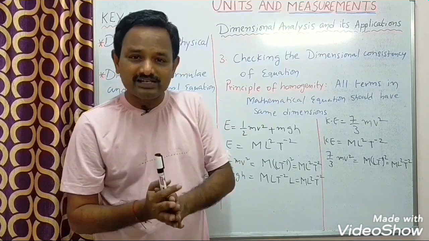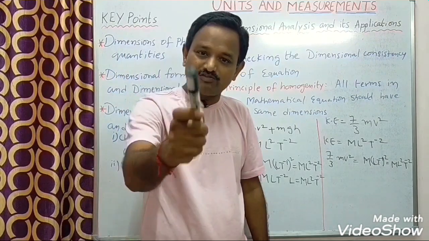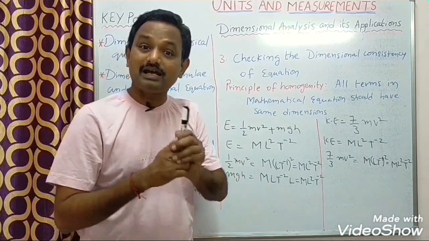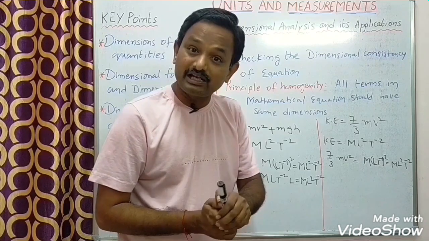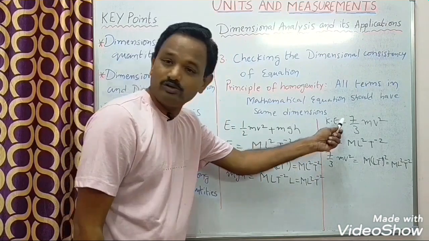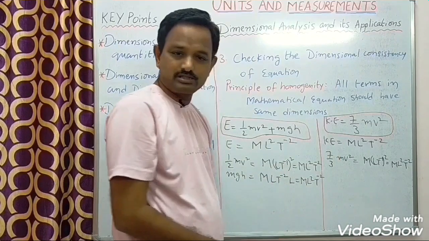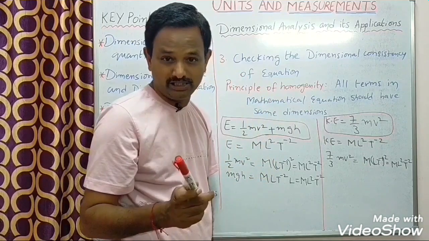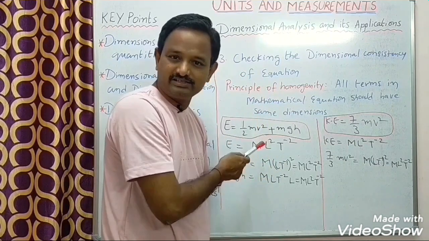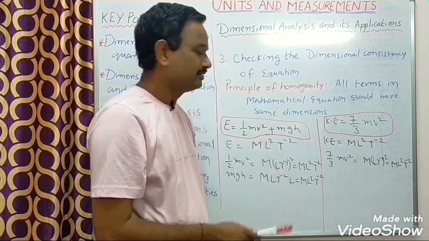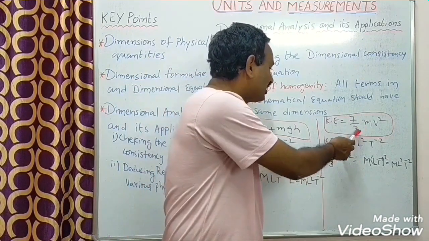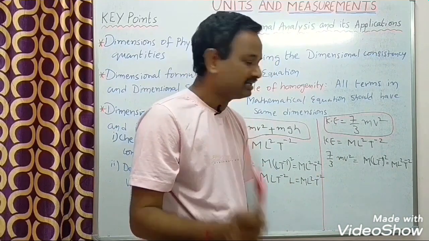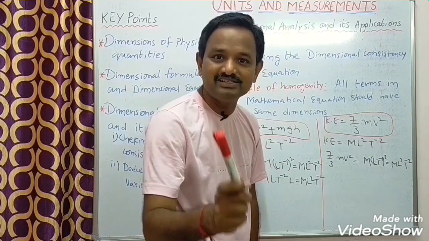Here, the dimensionally consistent equation follows the principle of homogeneity, but the converse need not be true. That means a dimensionally consistent equation may not be correct physically. For that I showed you the example. From these two examples, E = 1/2 mv^2 + mgh follows the principle of homogeneity and is a true equation, so it is a dimensionally consistent equation. But K = 7/3 mv^2 follows the principle of homogeneity, but it's a false equation. It is a dimensionally inconsistent equation.